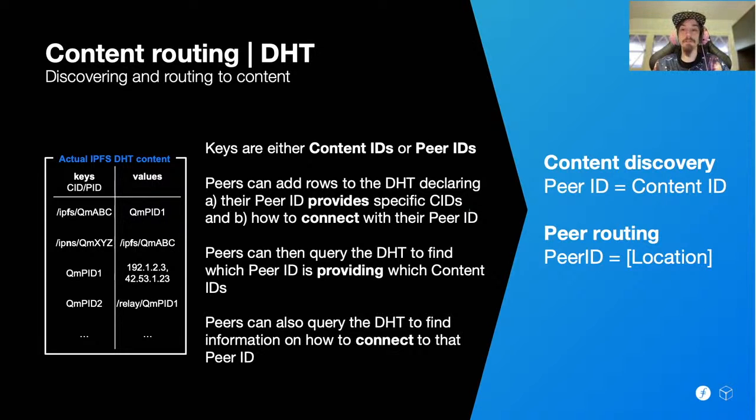Publishing this row involves finding a peer ID similar enough to the content ID to store the row. In short, any peer that wants to download some content will have to do two things. First, query the DHT to find which peer ID is providing the content they're looking for. Second, query the DHT to find information on how to connect to that peer ID. At the end of the DHT queries, a peer knows who has the content it wants and where to get it.